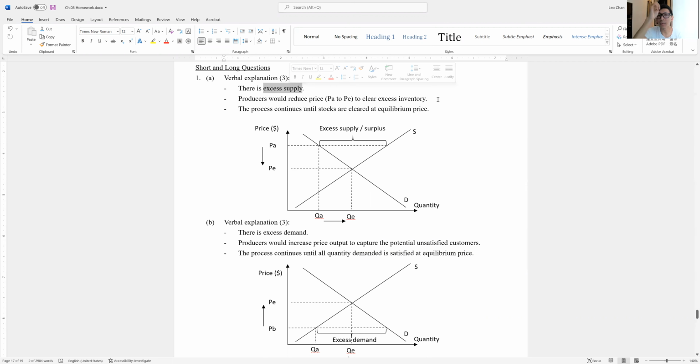跟住啦，就开始漏晒啲嘢啦. When there is excess supply, you need to tell me producers would reduce price to clear excess inventory. The process would continue until stocks are cleared at equilibrium price. Therefore, the diagram will start like this. Original price is PA, right? There will be excess supply.